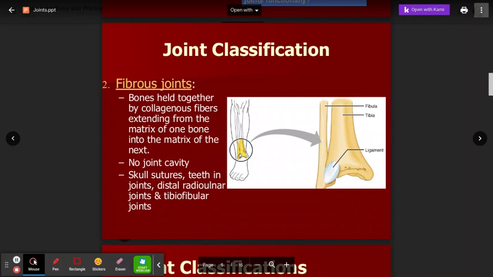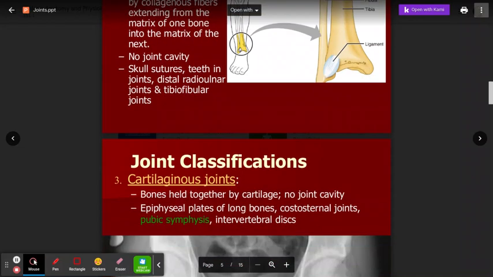It's technically a joint where your teeth are connected down in there. Okay, moving on.